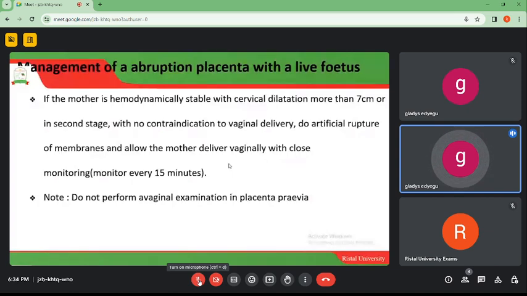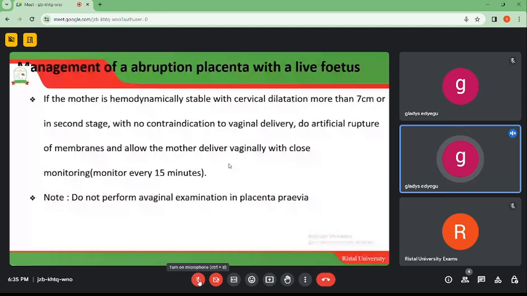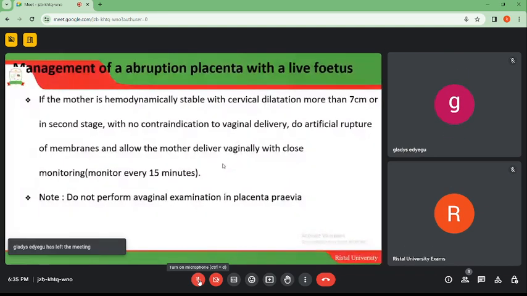So if the mother is hemodynamically stable with cervical dilatation more than 7 centimeters, or in second stage with no contraindications to vaginal delivery, and allow the mother to deliver vaginally with close monitoring.